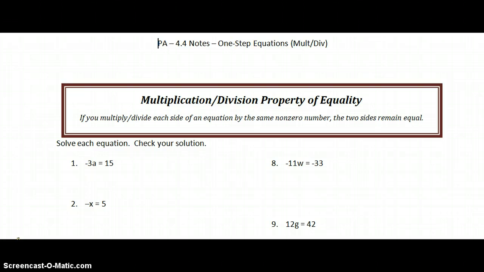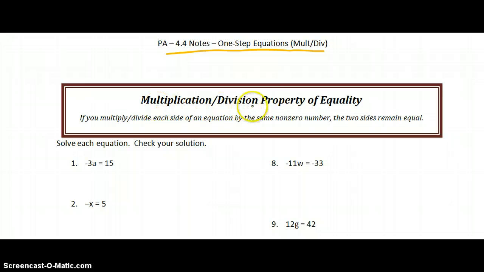Yesterday in class we talked about solving one-step equations, and we did those one-step equations doing the inverse operation of addition or subtraction. Well, today we're going to be talking about one-step equations doing the inverse of multiplication or division.